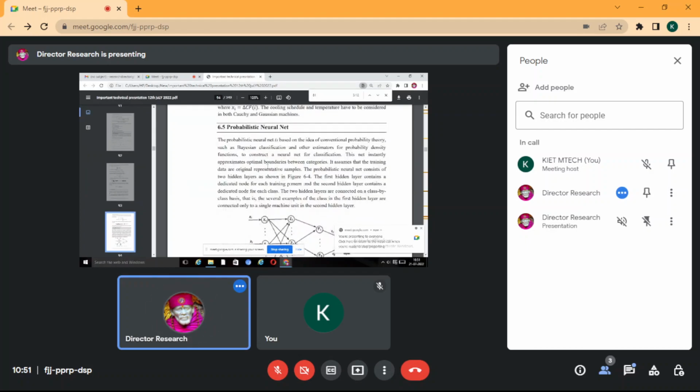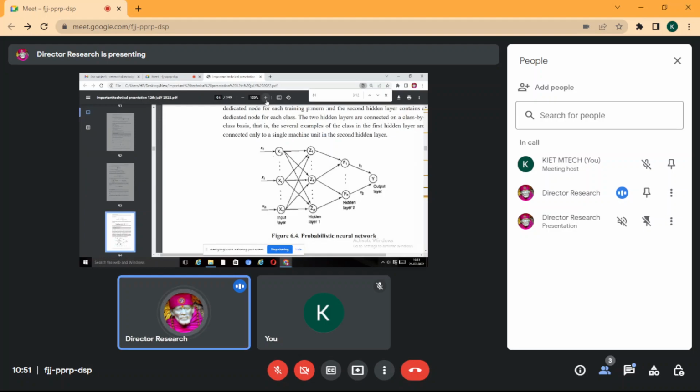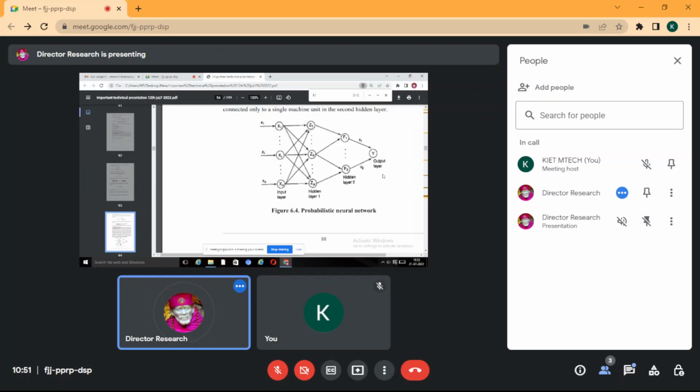Probabilistic neural net. The probabilistic neural net is based on the idea of conventional probability theory, such as Bayesian classification and other estimations of probability density functions, to construct a neural net for classification. This net instantly approximates optimal boundaries between categories. Okay, you see the probabilistic neural network. I want to emphasize, just see this network.